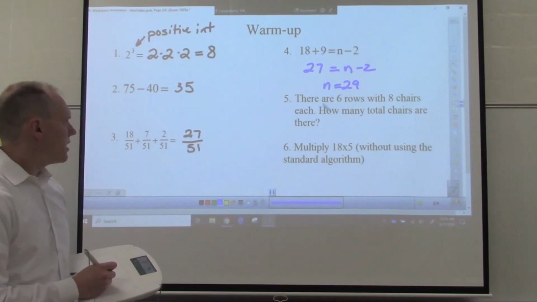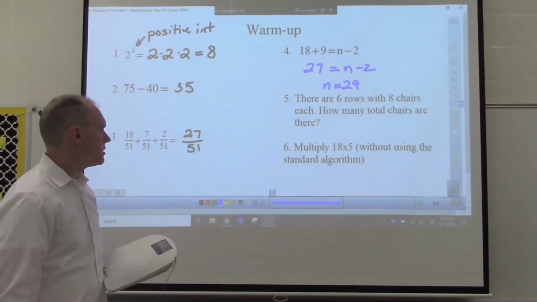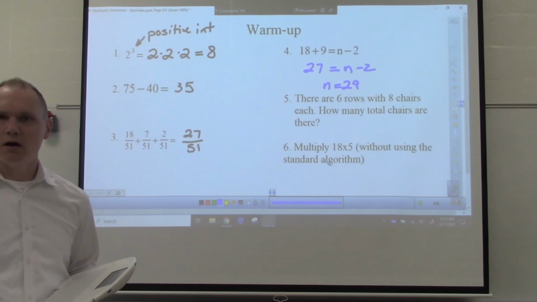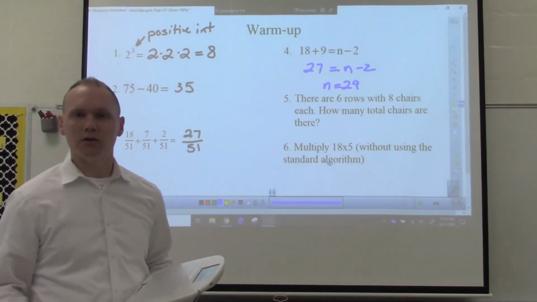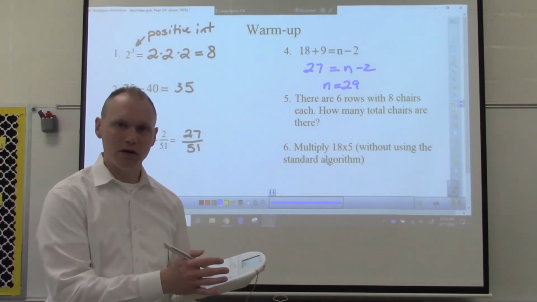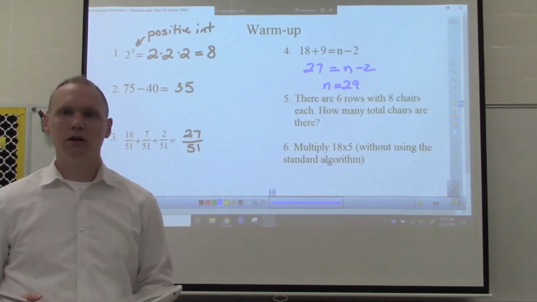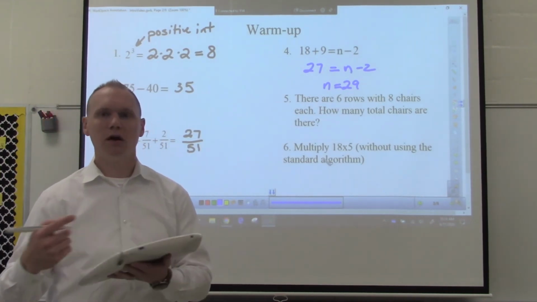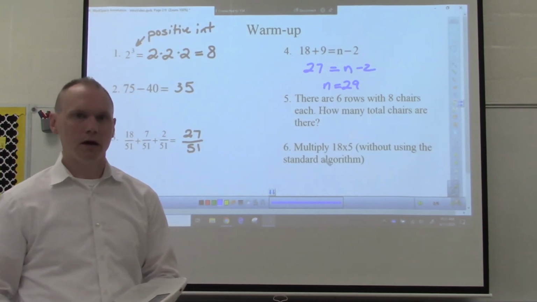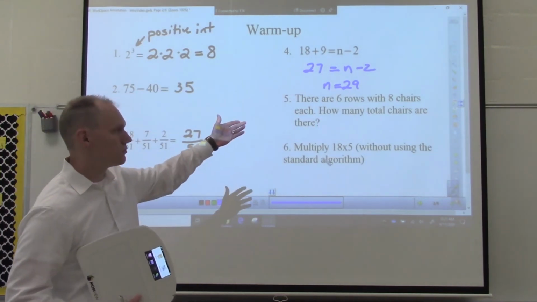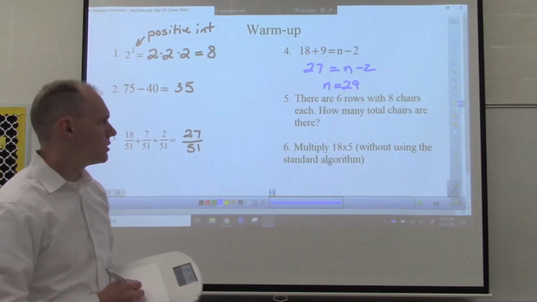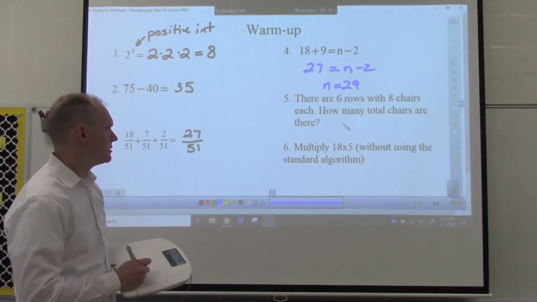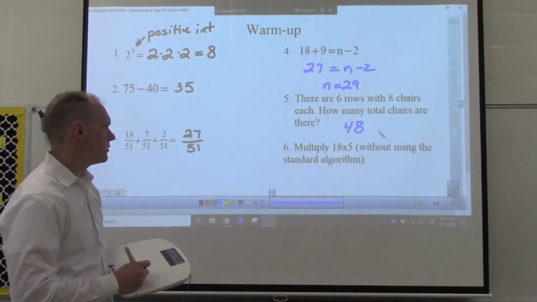Up next, number 5 here, there are 6 rows of 8 chairs each. How many total chairs are there? That's the basic definition of multiplication. We have this many groups of this many. So in this case, we have 6 groups of 8. If we had 8 rows of 6 chairs, you get the same thing. And so 6 times 8 is 48. Don't forget your units.